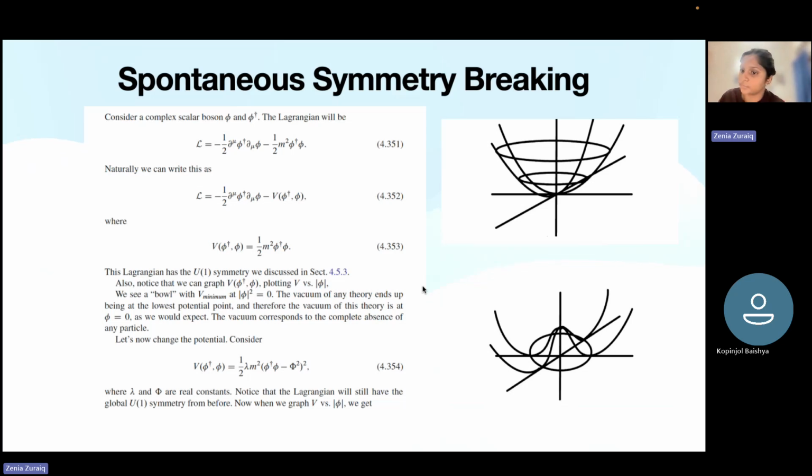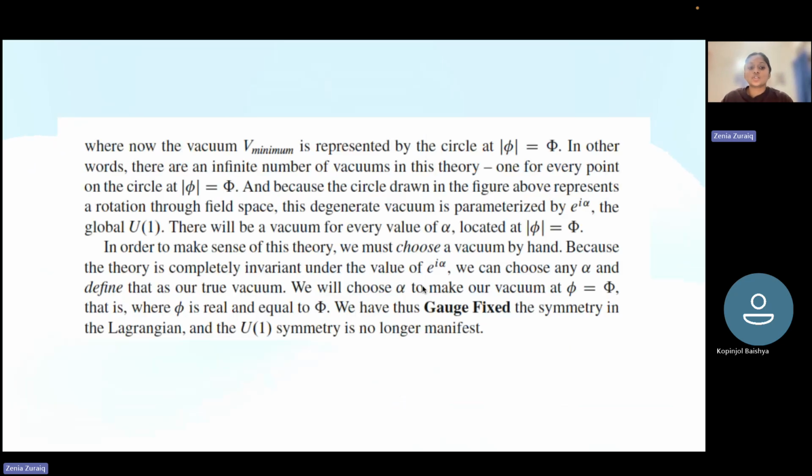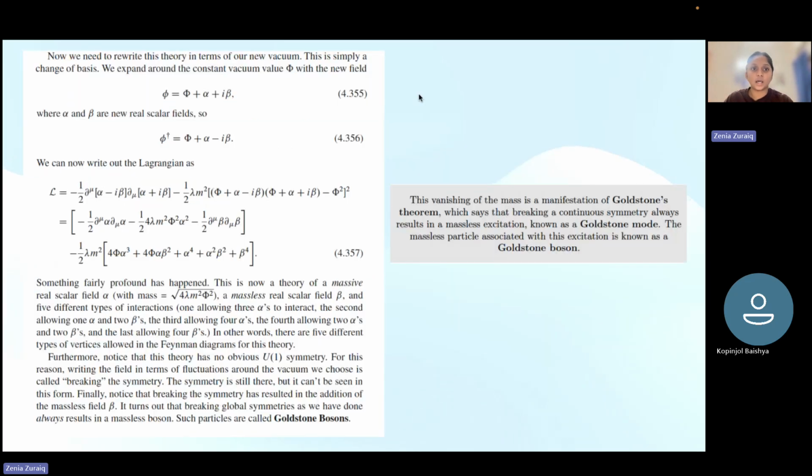You cannot shift it arbitrarily. Okay. So this is the idea behind spontaneous symmetry breaking. But why do we care about this? Because spontaneous symmetry breaking has some very interesting consequences. So let's see what they are.